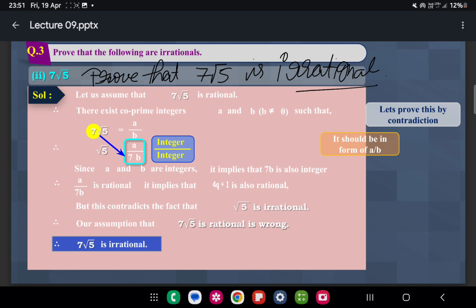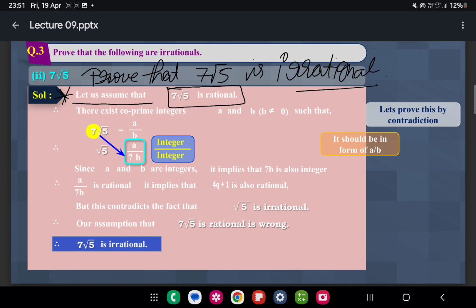So to prove that 7 root 5 is irrational, the first step is important: assuming. Let us assume that 7 root 5 is rational, the opposite of the question. In the question we have to prove 7 root 5 is irrational, so we take 7 root 5 as rational.